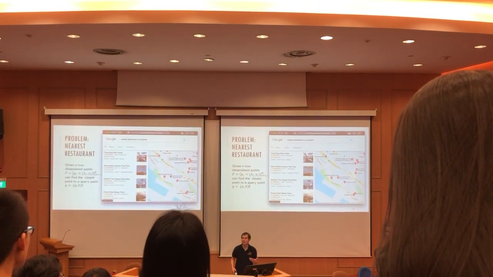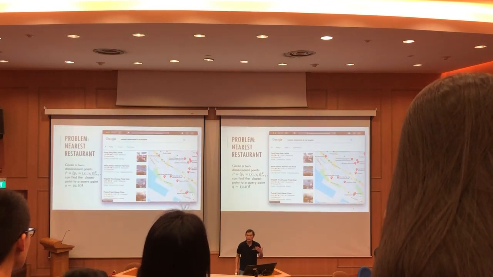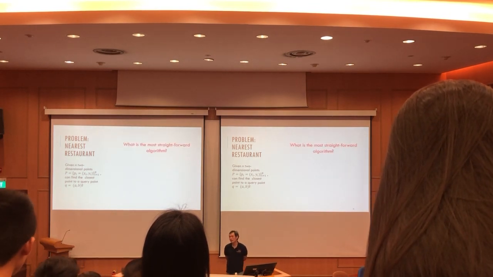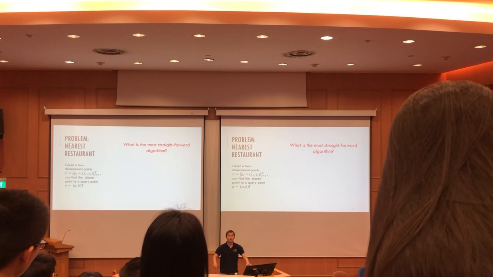Google has a huge database of potential restaurants. So how does it know? How does it compute this? So we're going to try to figure this out. What is the most straightforward algorithm you can think of? What's the most straightforward algorithm?